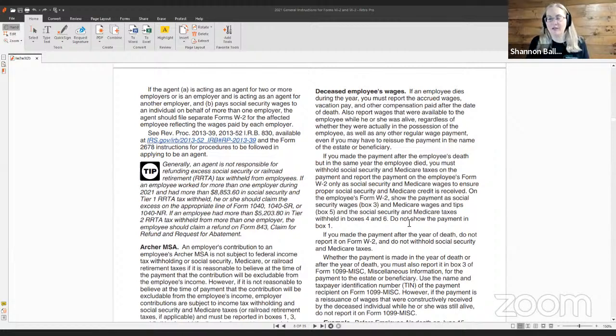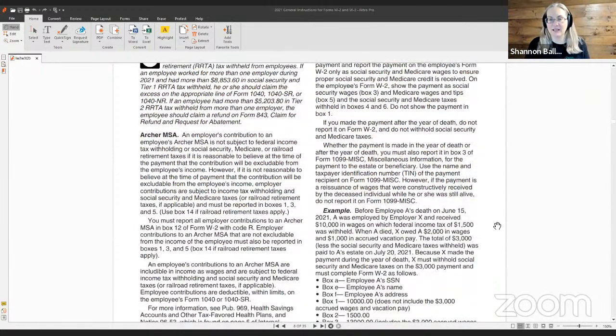If you made the payment after the employee's death, but in the same year that the employee died, you must withhold Social Security and Medicare taxes on the payment and report the payment on the employee's Form W-2 only as Social Security and Medicare wages to ensure proper Social Security and Medicare credit is received. On the employee's Form W-2, show the payment as Social Security wages in box 3 and Medicare wages and tips in box 5. And the Social Security and Medicare taxes withheld in boxes 4 and 6. Do not show the payment in box 1.